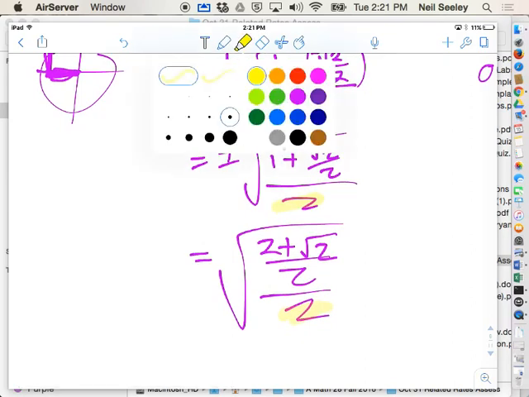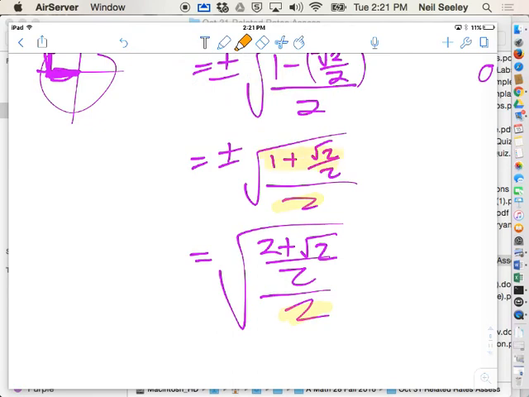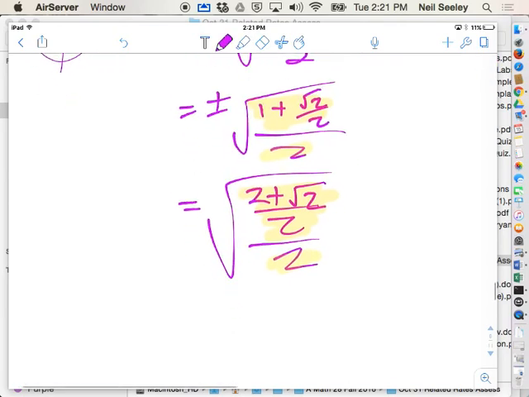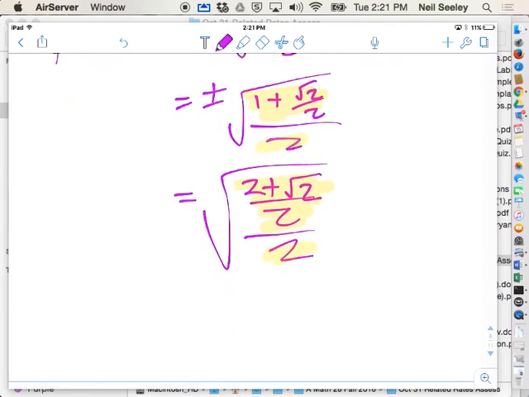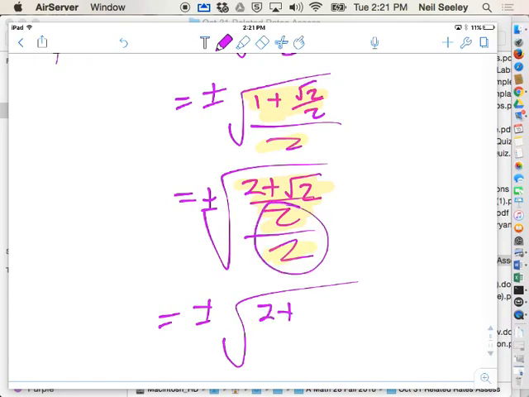I'm going to go orange on us. This is the same as this when we added them with like denominators. They're the same. On to the bottom. Plus or minus. Now, dividing by additional fractions, we've got a thing for that. That's going to be 4. So it's 2 plus square root of 2 over 4.